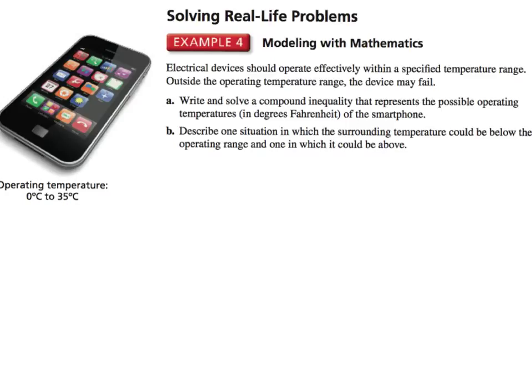We know that the degrees Celsius has to be between 0 degrees and 35 degrees. Now, it says that it can go from 0 degrees Celsius to 35 degrees Celsius. So that means it could be equal to both 0 and 35 degrees. But the problem is we don't want Celsius. We want Fahrenheit. So we have to write in the conversion formula.